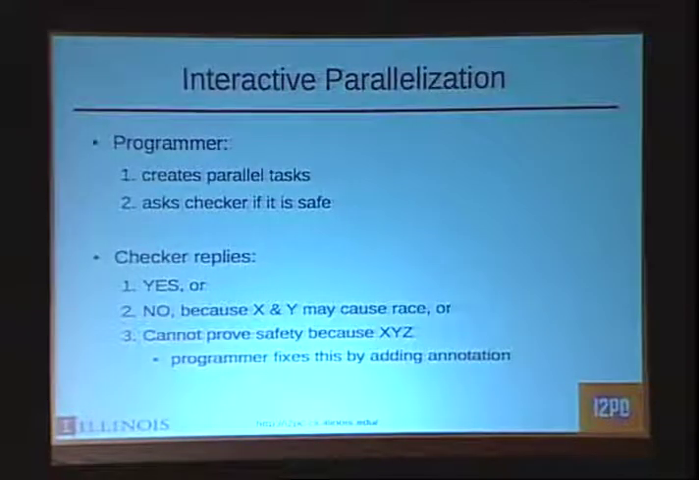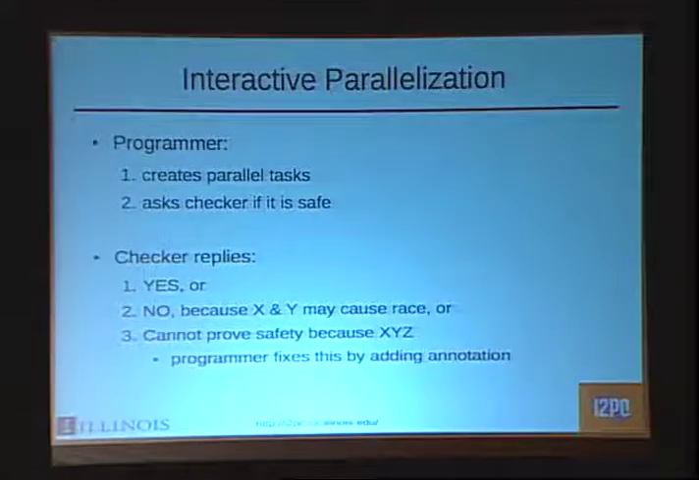Besides checking code that's already parallel, we envision using this tool for interactive parallelization, where you have a programmer who identifies some potential parallelism, creates a parallel loop or forks a function in parallel, and then runs the checker and asks the checker, is what I just did safe?